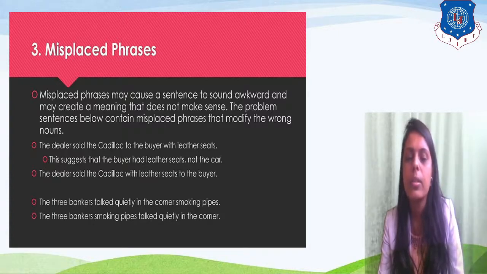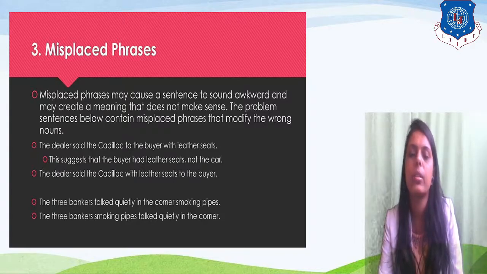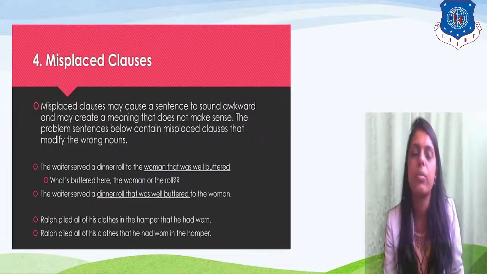Right? So now if I see it in another way, the dealer sold the Cadillac with leather seats to the buyer. So both the car and the leather seats are sold to the buyer. Now, three bankers talked quietly in the corner smoking pipes. The three bankers smoking pipes talked quietly in the corner. You can see how phrases are utilized in the sentences, right?